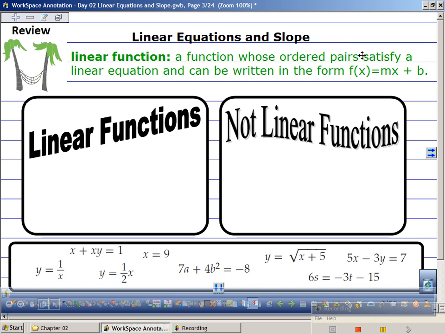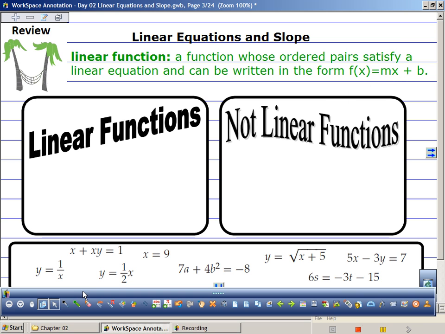A function whose ordered pairs satisfy a linear equation and can be written in the form f(x) is equal to mx plus b. Okay, that's a nice fancy way of saying it. Let's talk about what is and what isn't a linear function, and I think then we'll get a better idea.